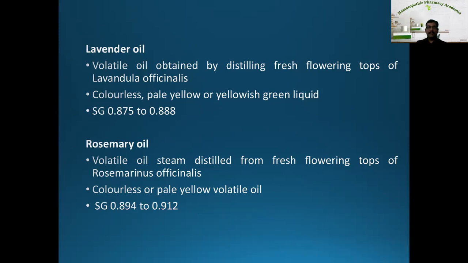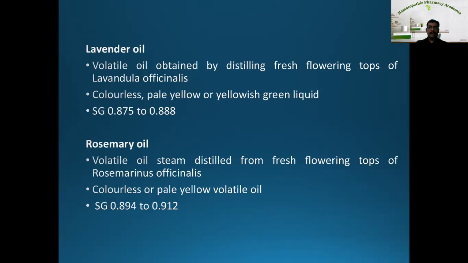The color of the oil is pale yellow. Odor is characteristic. It has got a camphorous taste like that of camphor, soluble in alcohol. It is used in the preparation of liniment like that of olive oil and almond oil, used as an ingredient of hair oil and other cosmetics because of its fragrance.